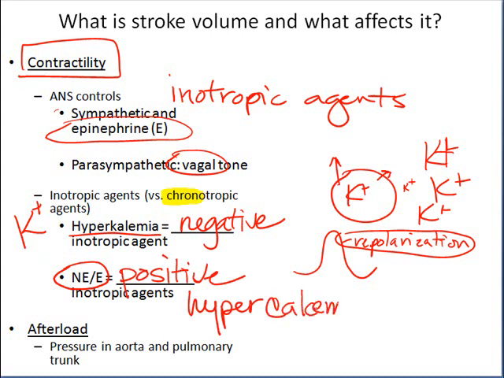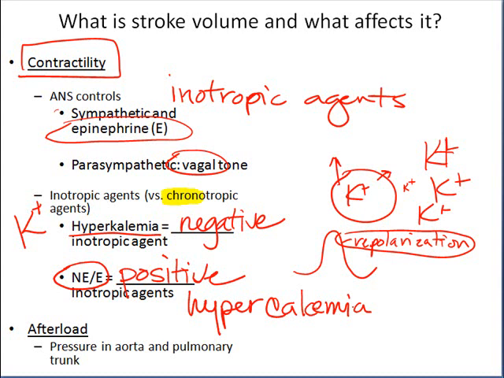Remember that the calcium that enters into the heart myocytes is what causes the release of even greater amounts of calcium from the sarcoplasmic reticulum. So the combined effect of that is more calcium rushing into the cell means more calcium released from the sarcoplasmic reticulum, which means greater strength of contraction. The last thing that can impact stroke volume is afterload.